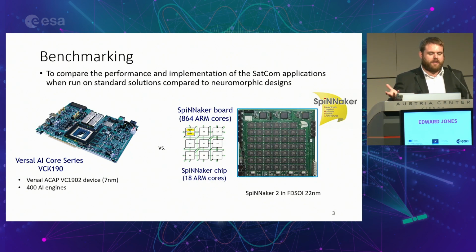And Spinnaker. Spinnaker is the neuromorphic platform in this case, and the Versal is the more traditional platform. And just as a way of comparing these things on a number of different tasks. So the Spinnaker board there, you can see, just to give it a bit more context, each of those chips on that 48-node board has 18 ARM cores on it.